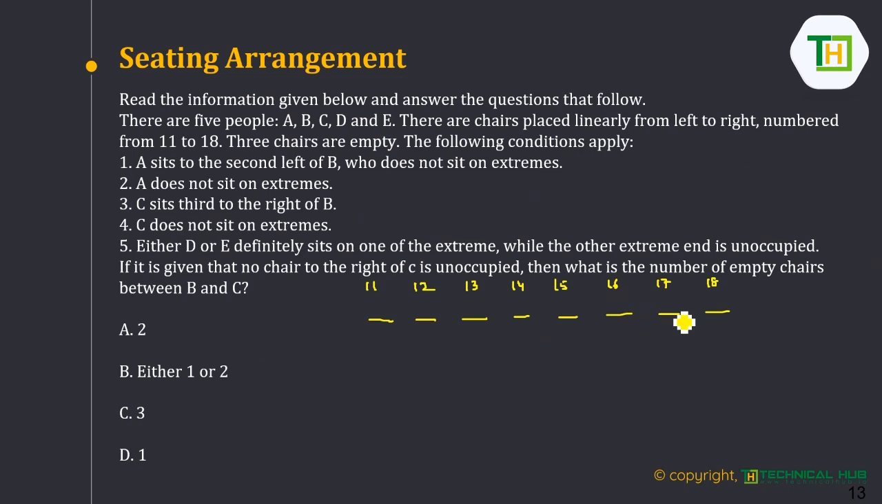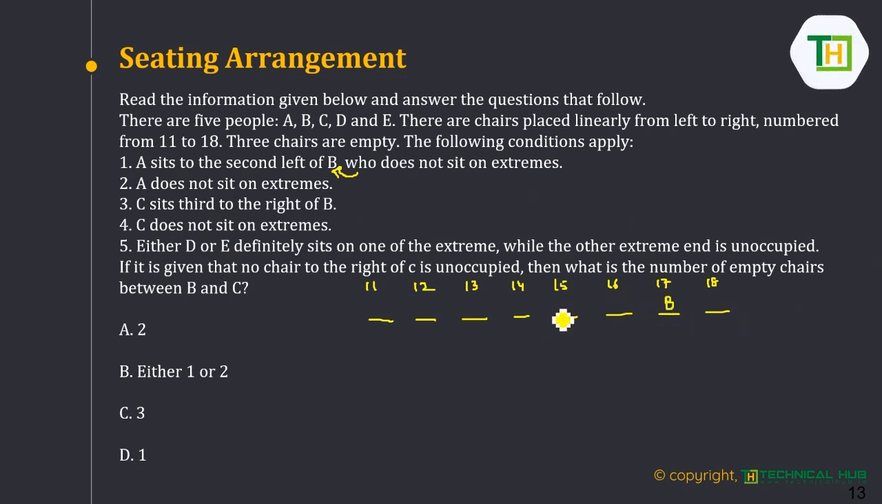So there are 5 people A, B, C, D, E, and chairs placed linearly from left to right, numbered from 11 to 18. In this, 3 chairs are empty. So the following conditions are applied. What is the first condition? A sits to the second left of B, and B does not sit on extremes. So B's position is not taken at the extreme places; B's position is taken in the middle places.